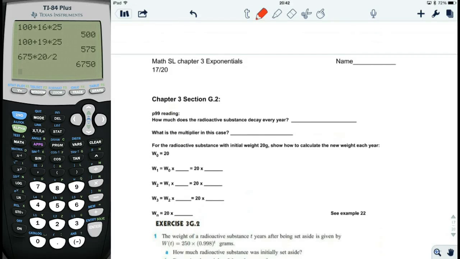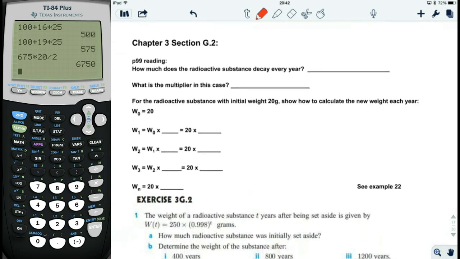Okay, exponential models, page 17 and 18. Page 99 reading. How much does the radioactive substance decay every year?